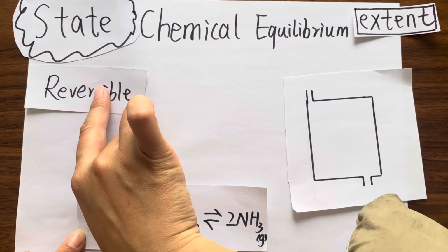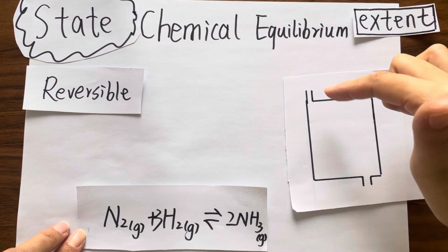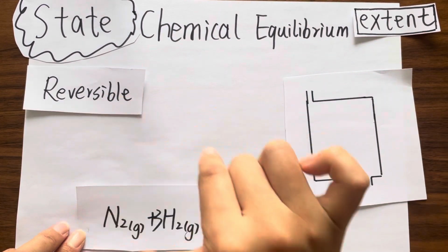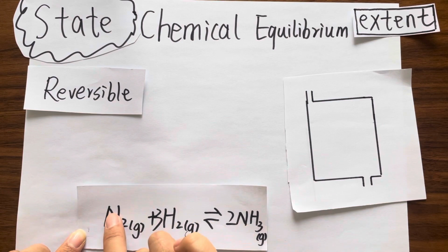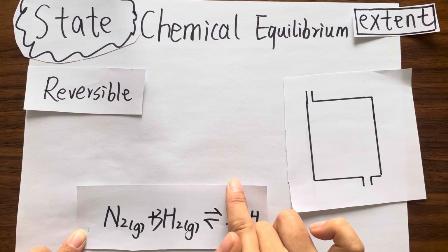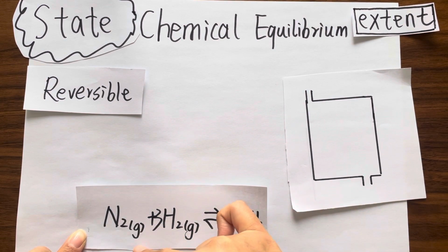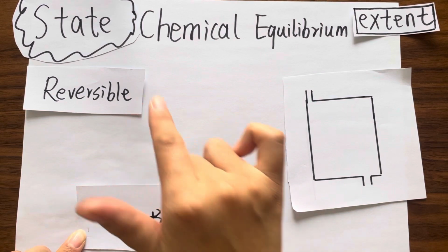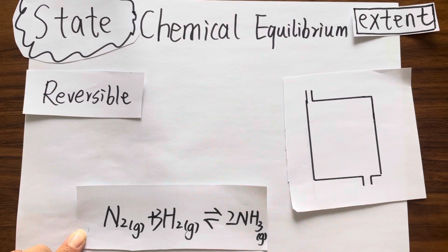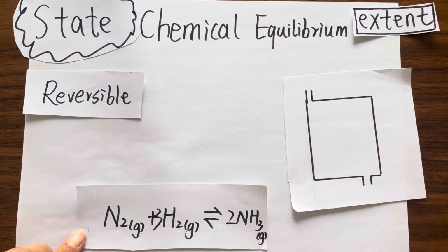As I have just mentioned, for this water tank model, it should let water in and out at the same time. And for a chemical reaction like this, we should have both the forward reaction on the right side and also the backward or reverse reaction on the left side. So it describes a reversible process, especially a reversible reaction. So the first one is called reversible.